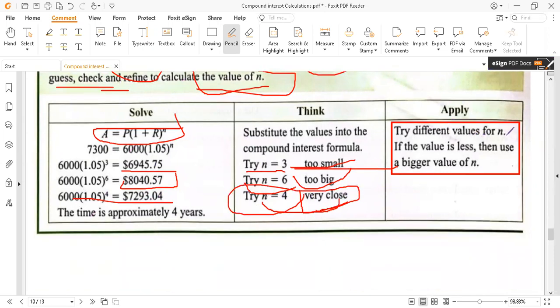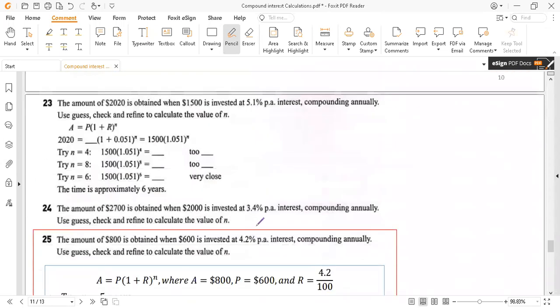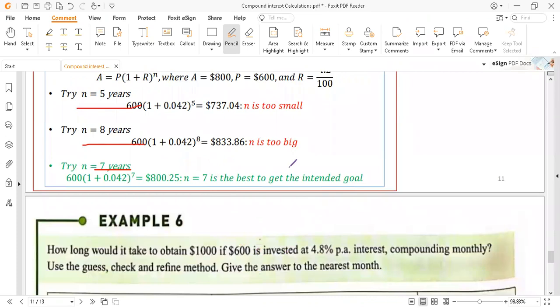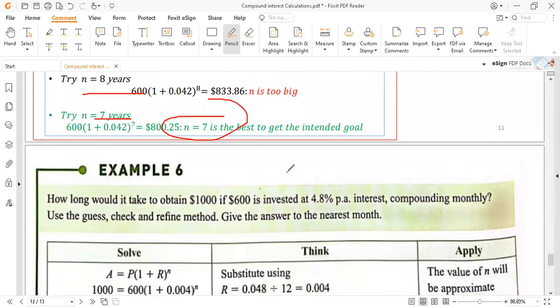So we try different values for n. If the value is too small, then we use a bigger value to finally obtain what we are searching for. I tried my best to use different guesses, and to check and refine them, to finally obtain the best n to reach the goal.